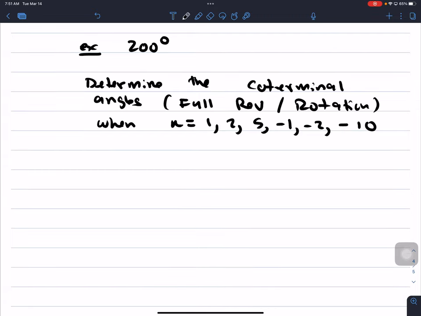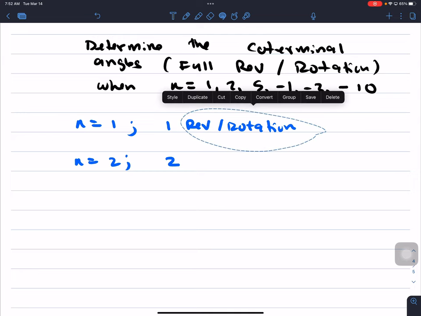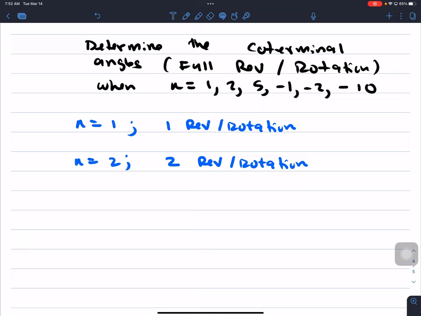So you might say, what are you really asking me? Well, when n is 1, how many revolutions is that? Yes. So n being positive 1 means there was 1. We don't say full revolutions, we just say revolutions, or we say rotations, okay? N is 2. What does that mean? 2 what? Revolutions. Okay, you guys okay with that? Or rotations. N is 5, 5 what? Revolutions or rotations, okay?